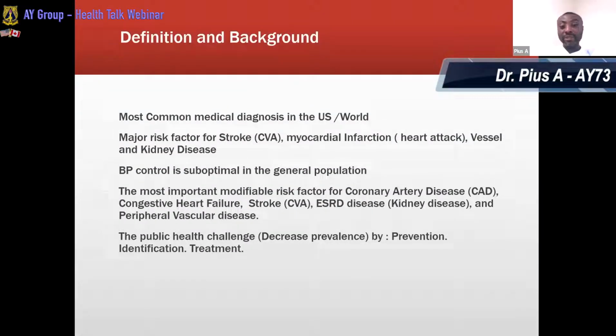So just so you know, hypertension is the most common medical diagnosis in the United States, and not just here, but around the world. It is a major risk factor for cerebrovascular accident, which we call stroke, myocardial infarction, which we call heart attack, and then also kidney and vessel disease. Now, in the general population, it is believed that blood pressure control is really suboptimal, meaning that even the people we have diagnosed with hypertension, their treatment is not optimal. They still run around with blood pressures above the normal levels, what is supposed to be.